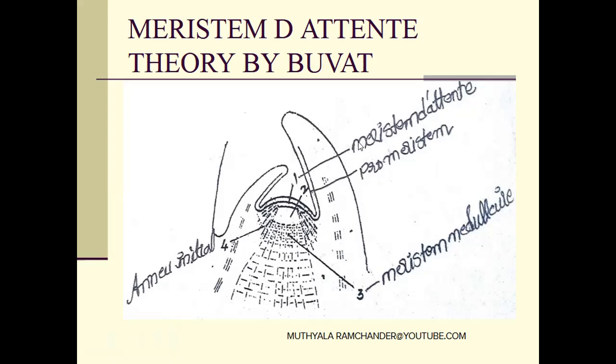Below the meristem d'attente tissues, promeristem tissues are present. They participate in the periclinal division and develop into periblem. They develop into the cortex of the shoot. And in the lower part of the promeristem, meristem medullaire tissues are present. The meristem medullaire tissues participate in periclinal division. They produce the vascular portion of the shoot. But this theory is not accepted by botanical scientists because the meristem d'attente tissues are absent on the terminal part of all types of shoots.